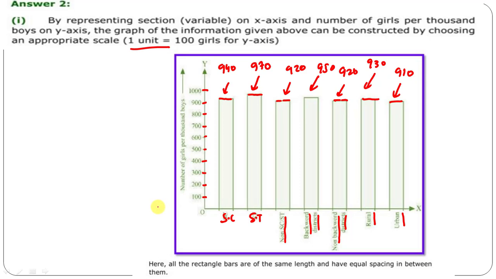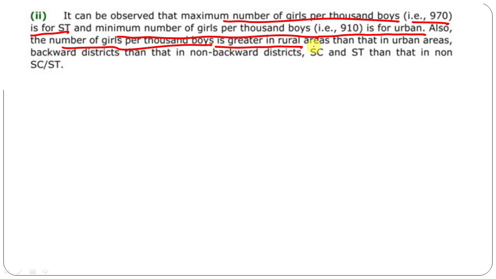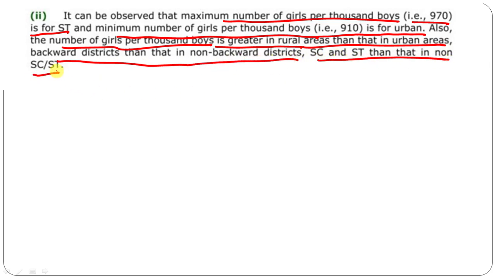So this is the bar graph. Second, what is observed from the bar graph? It is observed that the maximum number of girls per 1000 boys, that is 970, is in ST, and the minimum number of girls per 1000 boys, that is 910, is for urban. Also the number of girls per 1000 boys is greater in rural areas than in urban areas, in backward district than in non-backward district, and in SC and ST than in non-SC/ST.